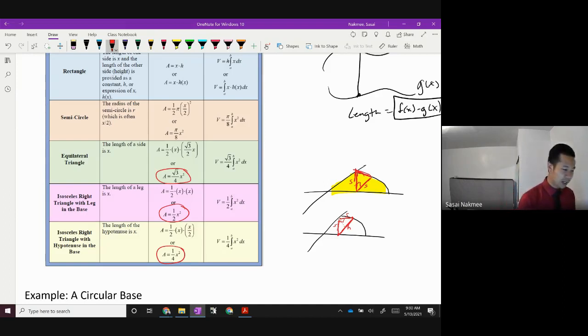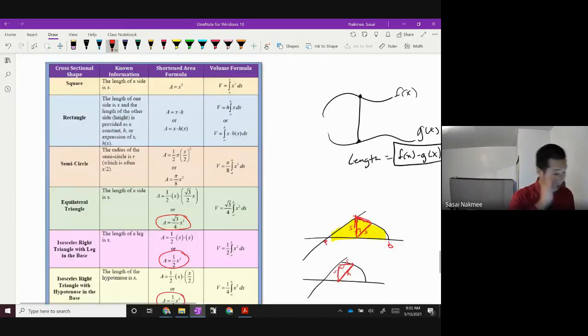And then once you find the area of that cross section, you take the integral of it from a to b. And that's it. That's all you have to do to calculate those volumes, okay? Yeah, that's pretty much it.